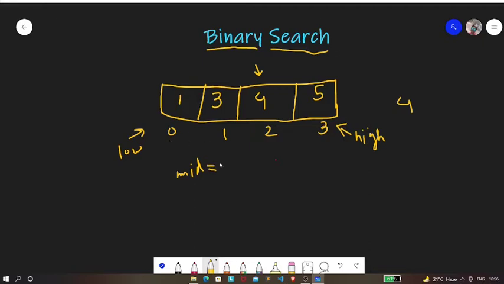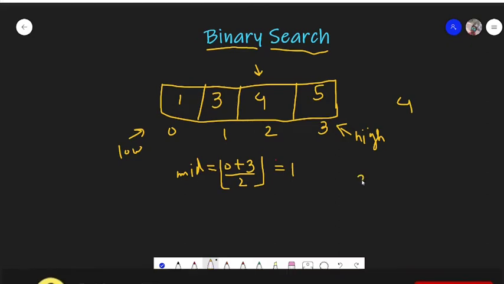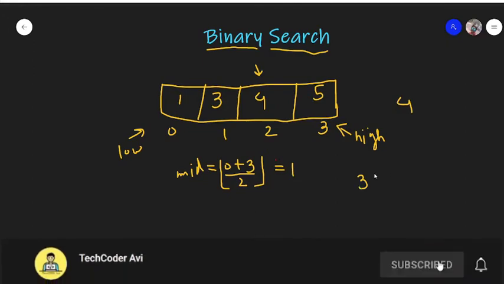So currently the low is at 0 and your high is at 3. So if you just divide this by 2, and take the lower bound of this, it will result in 1, right? Now this is actually pointing to the index 1. Now the element present at index 1 is 3. So we're going to check whether this 3 is greater than 4. Now we see that 3 is not greater than 4.